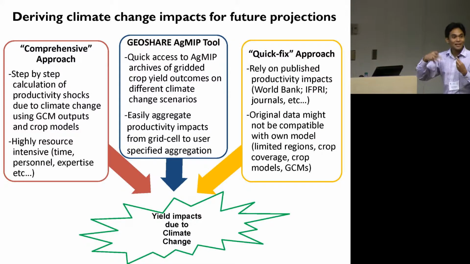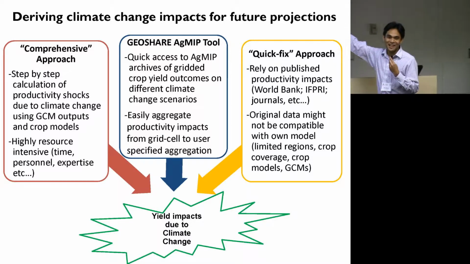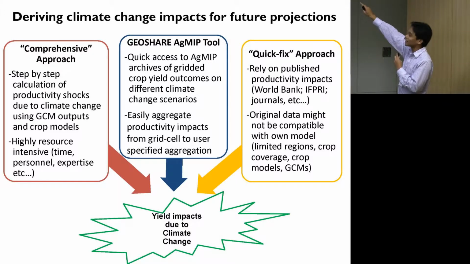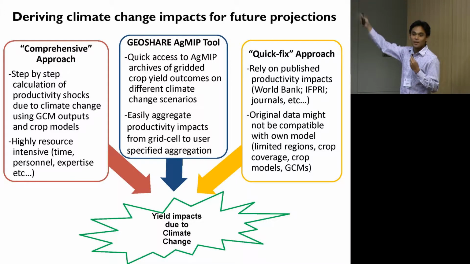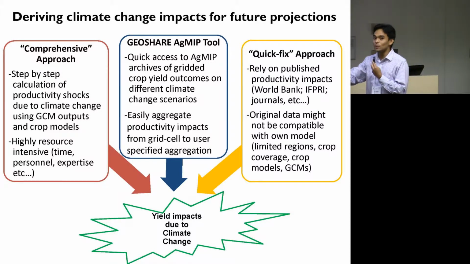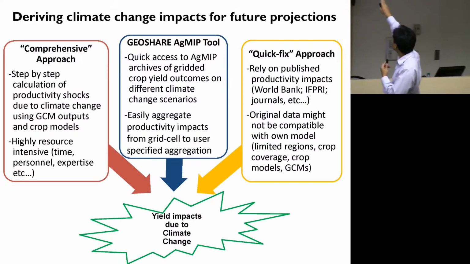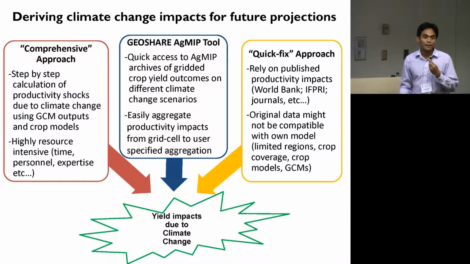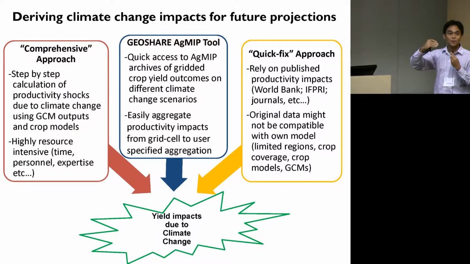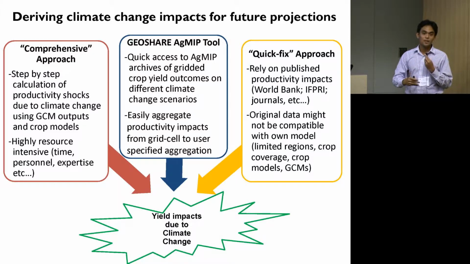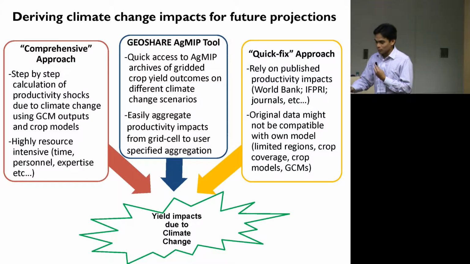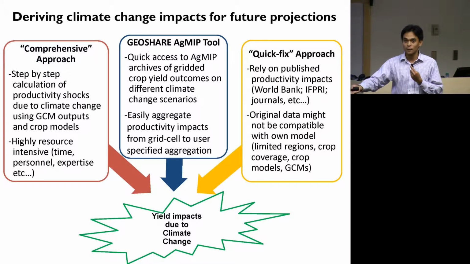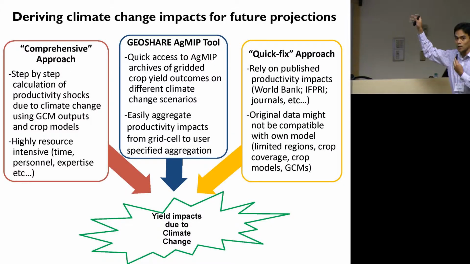And for me, being a grad student, I really can't allocate half of my graduate time there. So what I usually do is this quick fix approach. That is to look into the literature and see what has been published, what has been published by IFPRI, World Bank in terms of these climate yield shocks. Now the problem with this approach is you're limited to what has been published. So for example, if you're working on different crops and what is published is just for maize, then you have to look for another source of these climate change shocks.